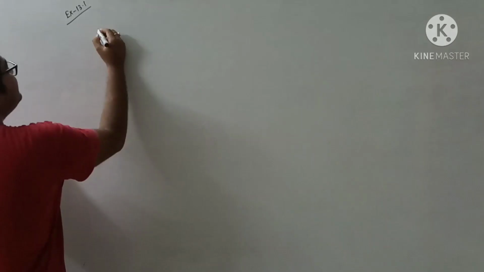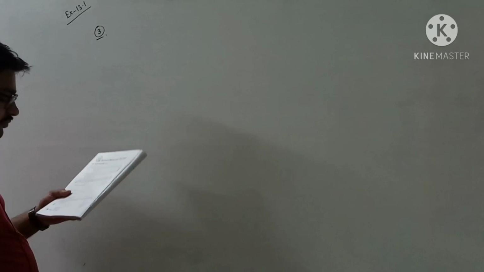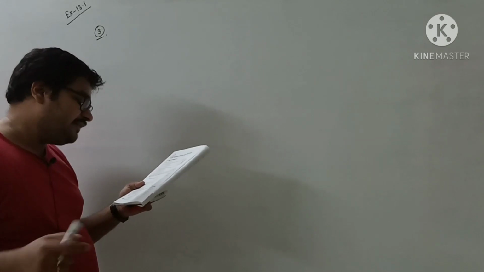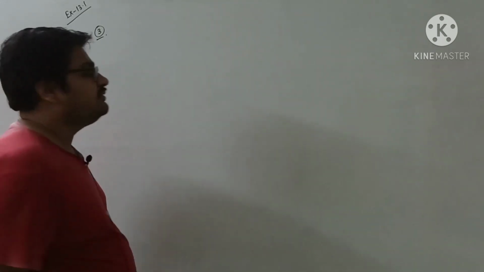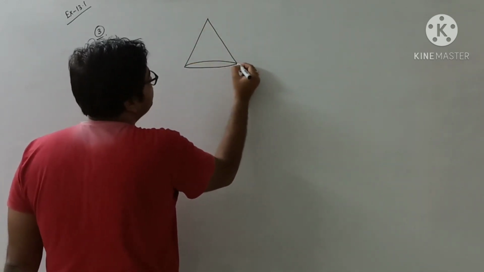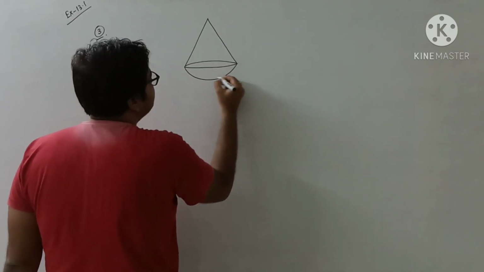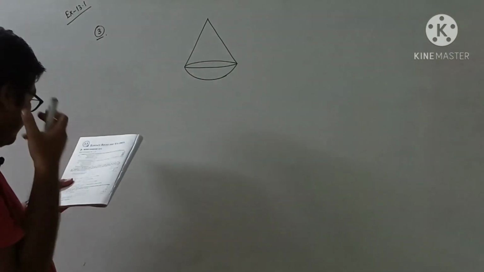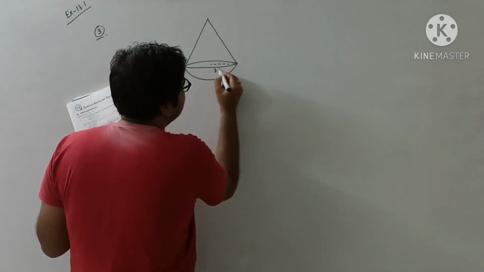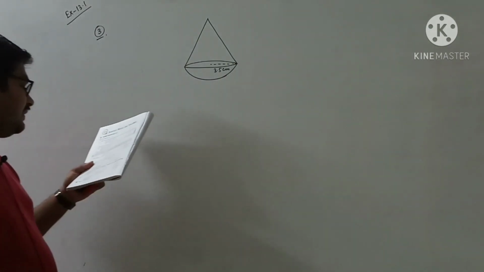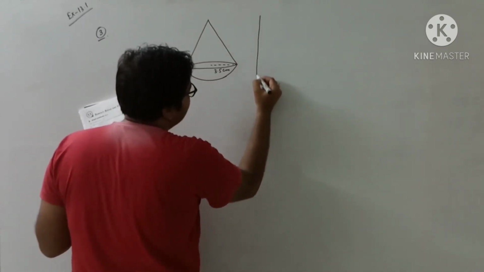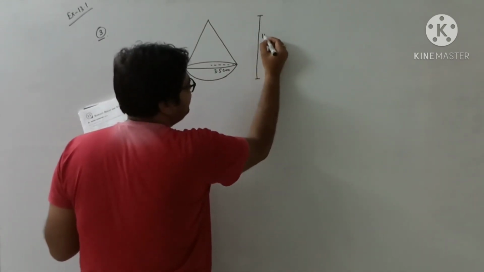Moving to next, question number 3. A toy is in the form of a cone of radius 3.5 centimeter mounted on a hemisphere. Think properly. A cone is mounted on a hemisphere. Okay. Next, the radius of the cone is 3.5, so the radius of the hemisphere is also 3.5 centimeter. The total height of the toy is 15.5. It's similar to the previous one, very related.